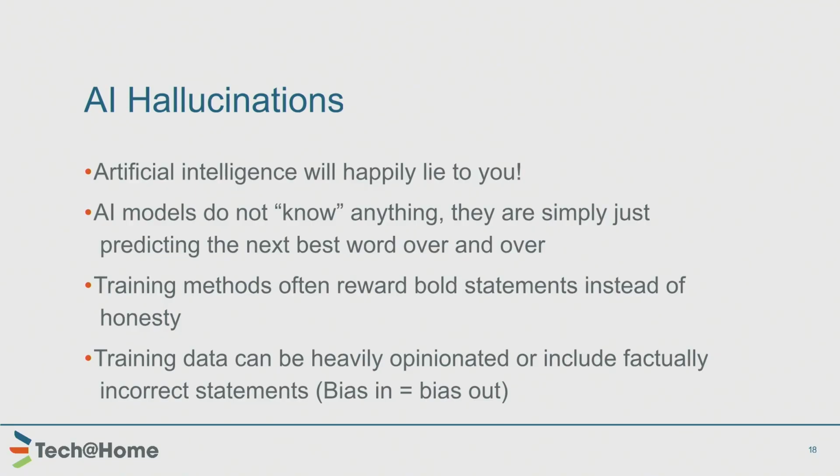They do not pull from literature or fact check their own statements. Training methods, when they're creating these new AI models, often reward bold statements over complete, honest answers from AI, such as, "I don't know," or "this might require further research." Training data can be heavily opinionated. Think bias in and bias out. So these training data, we're talking about millions or billions of pieces of literature, those can all be heavily opinionated pieces of literature, could include factually incorrect statements or some that are completely biased.